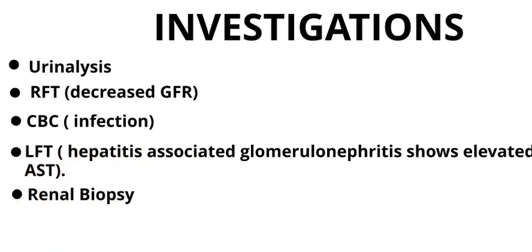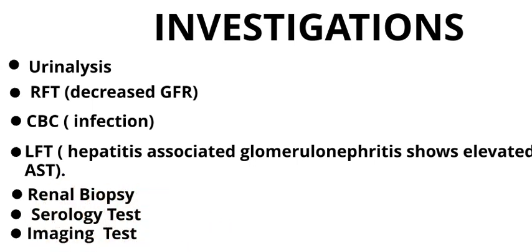Renal biopsy, where a special needle is used to extract a piece of the kidney for examination, usually microscopic, to determine the cause of the inflammation. Serology test, which helps in diagnosis of rapidly progressive glomerulonephritis, measures anti-neutrophil cytoplasmic antibody and anti-glomerular basement membrane antibodies. Then we have your imaging tests, such as the kidney X-ray, ultrasound, and CT, that allow visualization of your kidneys.